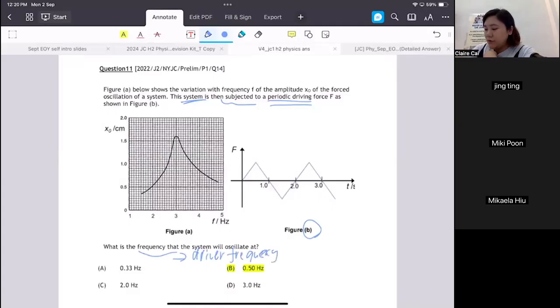Then how do we find the driver frequency? The driver frequency is shown in figure B already. That's why don't get confused by figure A. Look at the second one. So this is my force, and you can see this is 1 period. Then this will be the second period already. So it means that my 1 period T is 2.0 seconds. Therefore, my driving frequency is 1/T, 0.50 Hz.